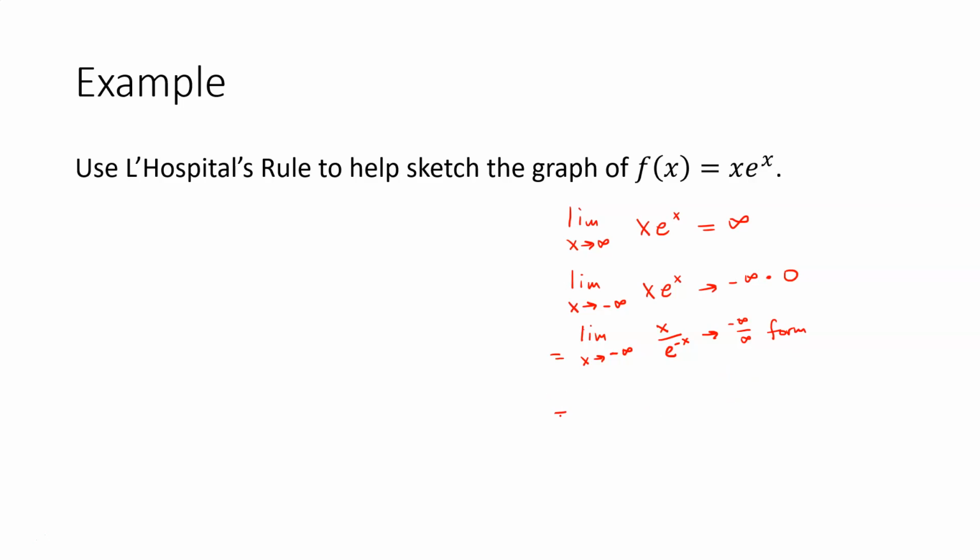So let's apply L'Hopital's rule. We take the derivative of x in the numerator as 1, and the derivative of e to the negative x will be negative e to the negative x. So here we have the limit as x approaches negative infinity of negative e to the x, which as x goes to negative infinity will be 0.